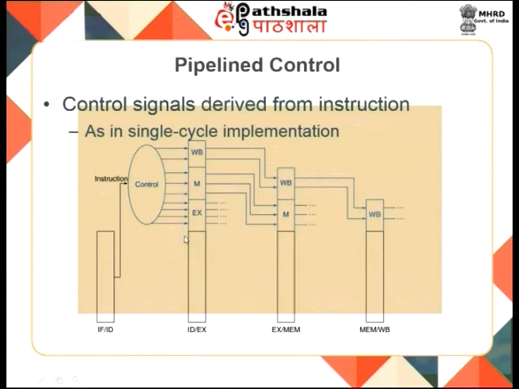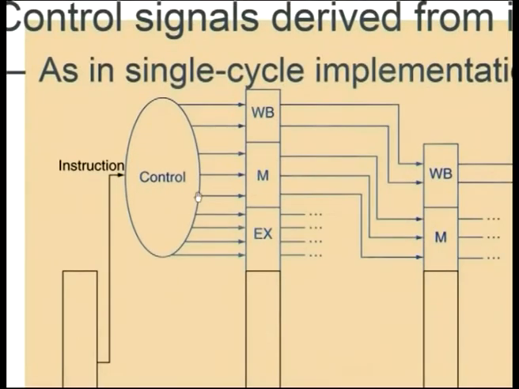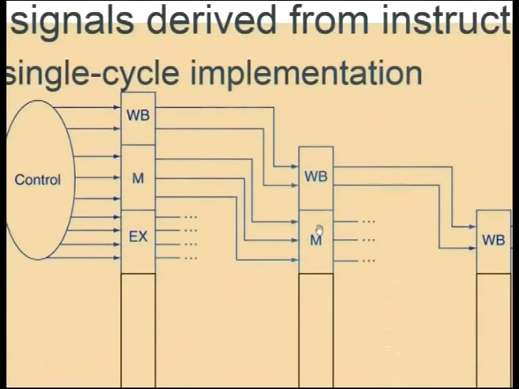But one thing that you have to remember is all the control signals are getting generated here, but all the control signals are not needed for only one phase. Some control signals are needed for the execution phase, some control signals are needed for the memory access phase, some control signals are needed for the write back phase. So, the control signals that are needed for the execution phase are immediately going to be used, and the control signals that are needed for the next phase, namely the memory access phase, are going to be transmitted from this buffer to the next buffer here, and they are going to be used here.